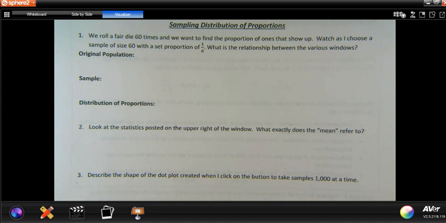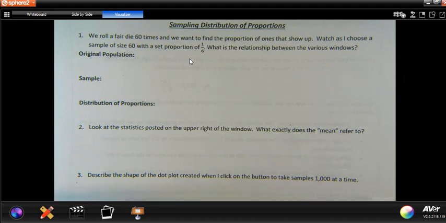So we're going to go through a simulation here to understand what forms a sampling distribution of proportions. We're going to set it up as rolling a fair die 60 times, and we want the proportion of ones that show up. Based on how a die is built, we should have this 1/6 coming through. If you roll it 60 times, 1/6 of the time you should be getting a 1.